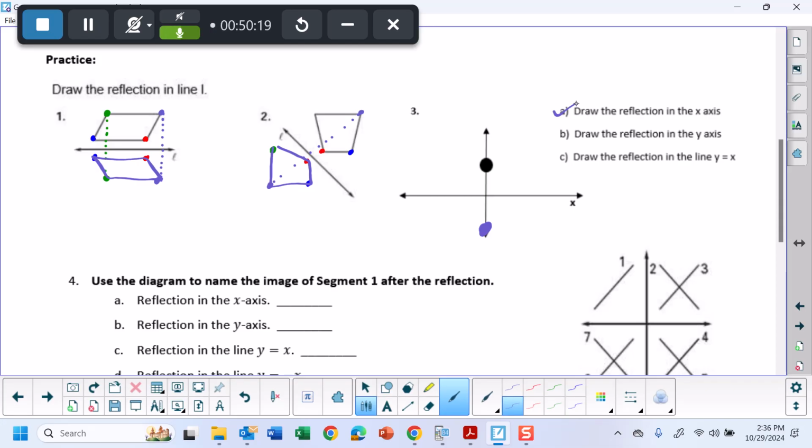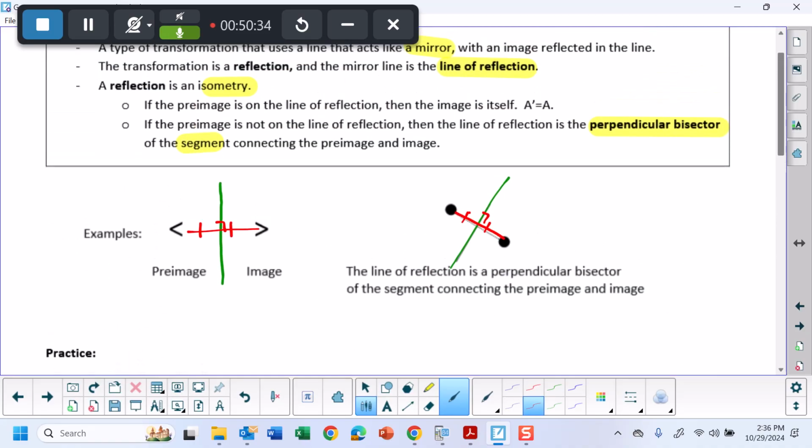If I draw its reflection in the y-axis, that's itself. How far is it from the axis? It's not. So guess what? It's its own reflection. And that conversation is what we're talking about here.